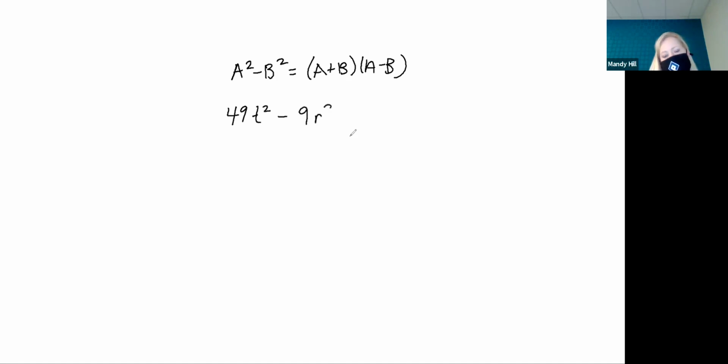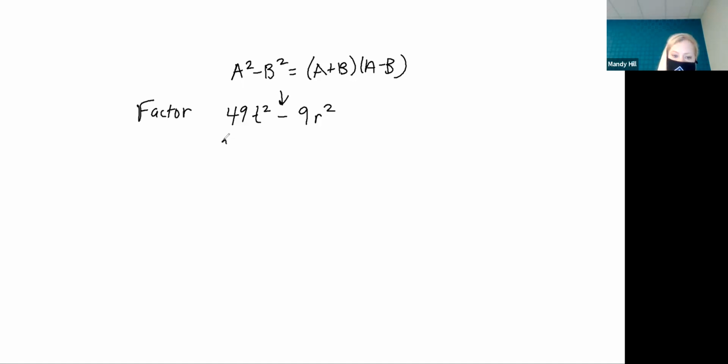Okay, let's do, what if I have... So if we had, I'm just going to put this up here to remind us. If we have this situation, then we can do a plus b times a minus b. So I've got a problem that says 49t squared minus 9r squared. Well, the first thing is that it has a minus, right? So we want to factor that. If it has a minus there, I might be able to use this difference of squares.